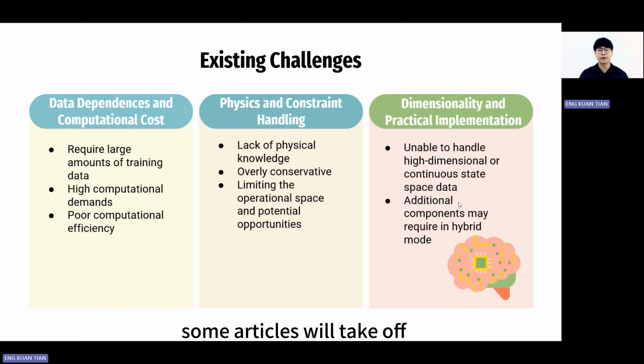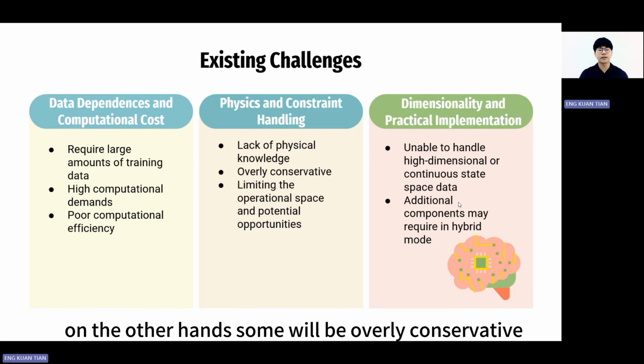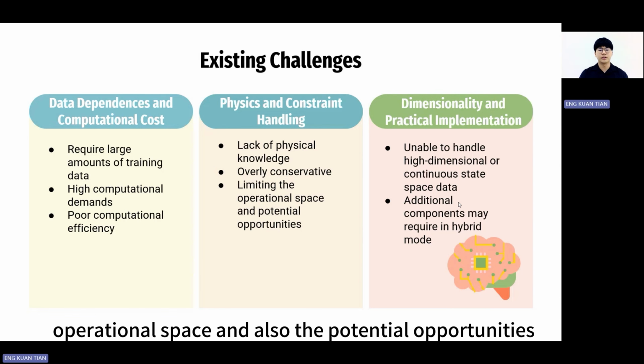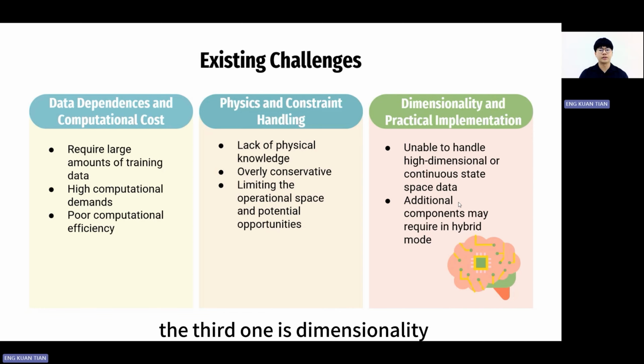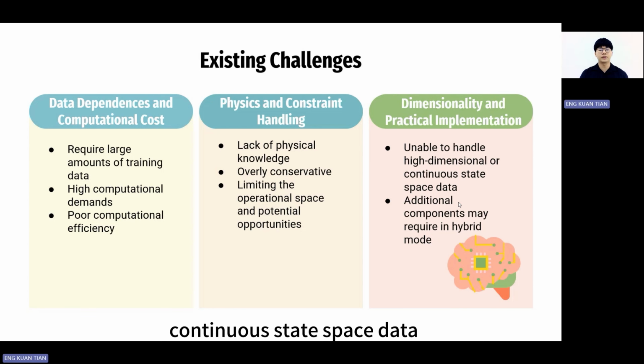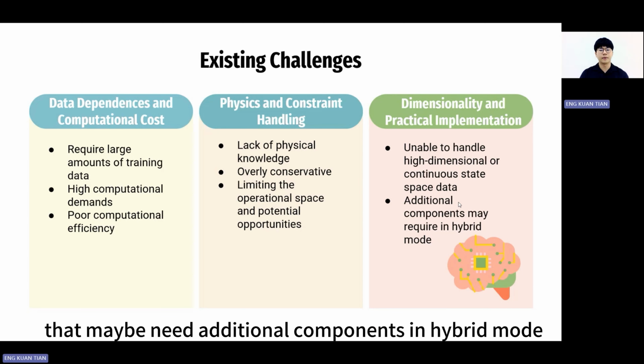Then the second one is physics and constraint handling. Some approaches lack physical knowledge because they rely solely on data-driven methods. On the other hand, some are overly conservative, which limits the operational space and also potential opportunities. The third one is dimensionality and practical implementation. Some methods are unable to handle high-dimensional continuous space data, so they may need additional components in a hybrid model.